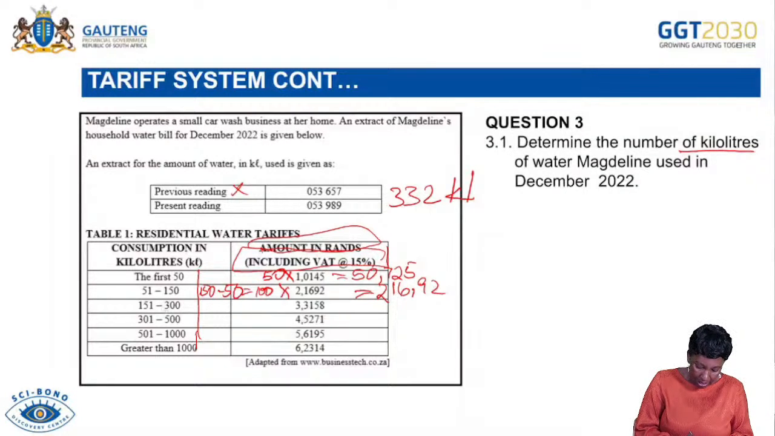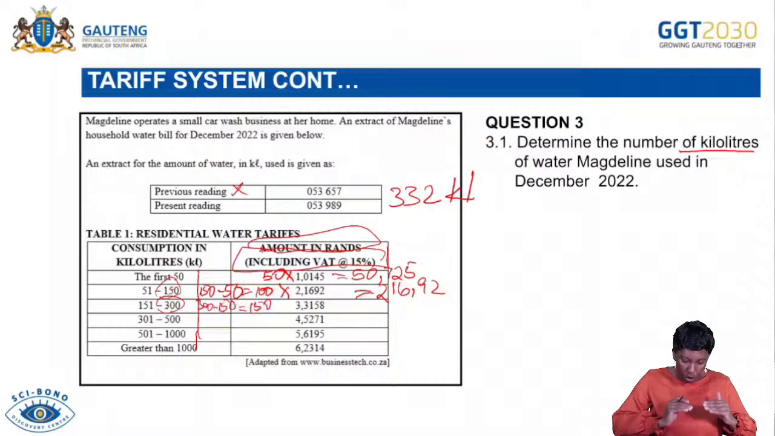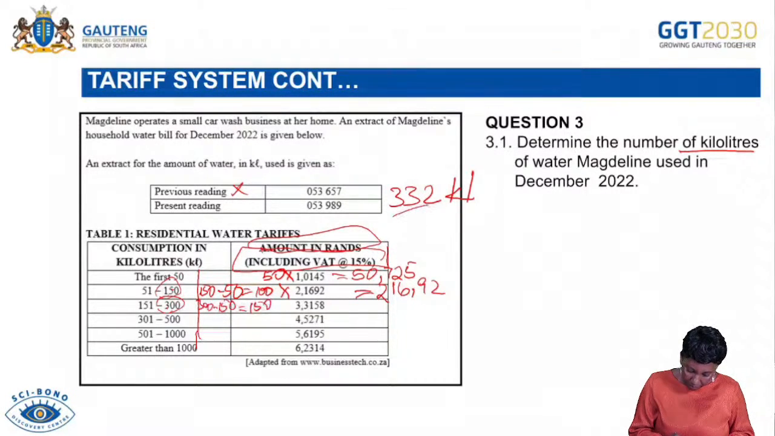Now for the next one, I would say 300 minus 150. Remember I said the maximum of the second block minus the maximum of the first one. So it will be 300 minus 150, which gives me 150. Now, before I can even conclude that is 350, they told me that Magdalene used 332.